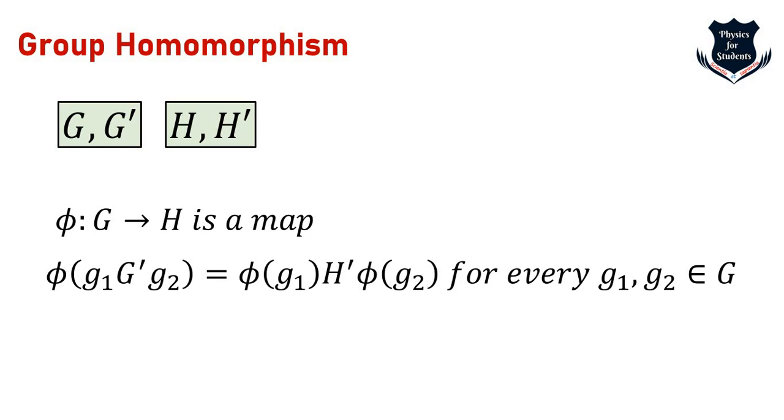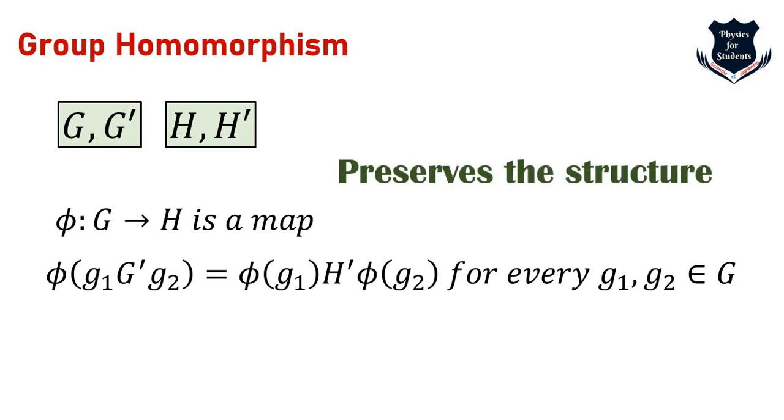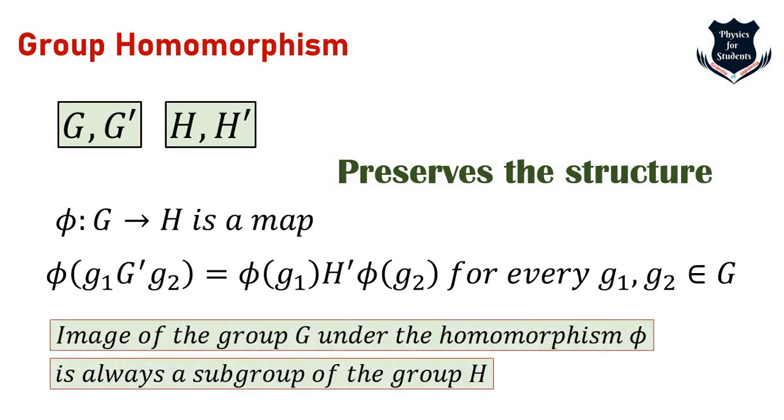It doesn't matter whether you multiply first and then apply the mapping part, or you apply the mapping part first and then you apply the next part, vice versa. It doesn't matter. What matters is: are we preserving the structure? By preserving the structure, what we ensure is this: the image of the group G, which is the first group, under the homomorphism, which is the function phi, is always a subgroup of the group H. So this is particularly very important.